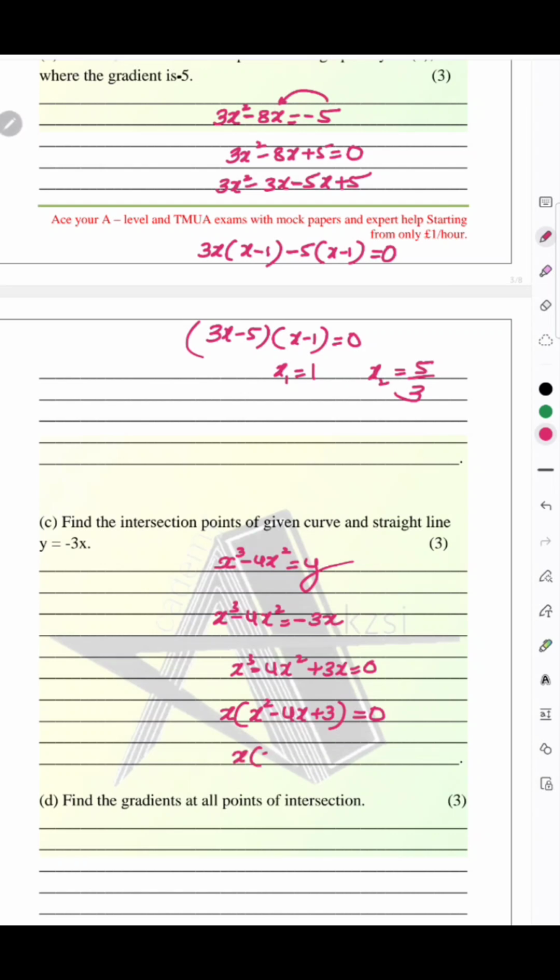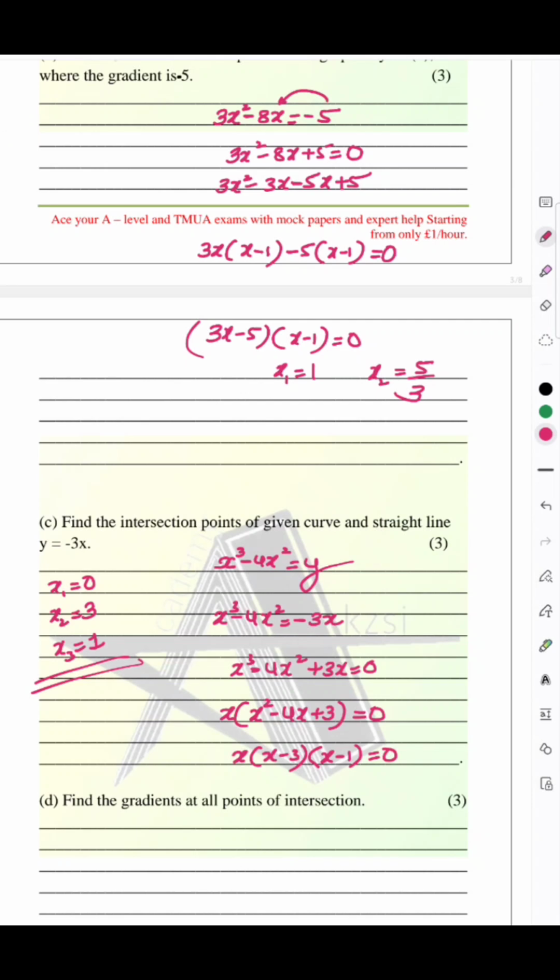So x times x minus 3 times x minus 1 equals 0, and this will give me 3 intersection points. x1 is 0, because this is also one of the factors. Don't just divide x from both sides and forget about the x. It is one of the factors, so you have to equate that to 0 as well. x2, by equating x minus 3 to 0, will get 3, and x3 will give me 1. So there are 3 intersection points. So x equals 0, 1 and 3.